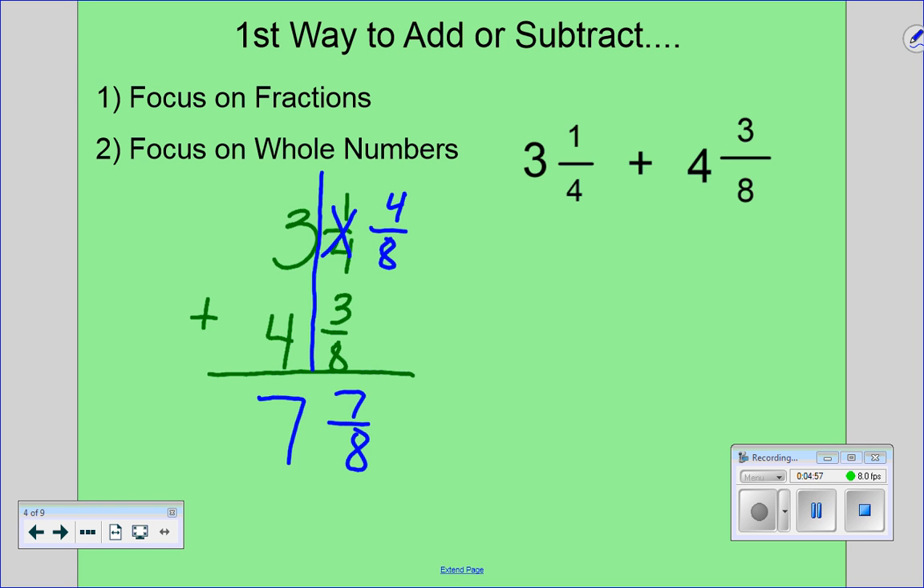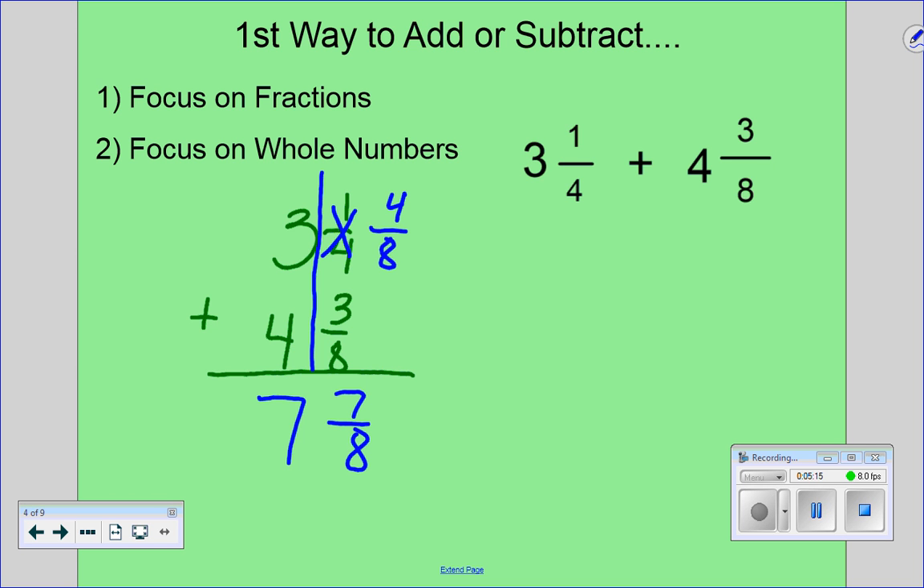Now you could make them improper fractions, and I'll show you that in a second because that's the second way. Sometimes improper fractions works better, like if you have negative numbers, or sometimes that way works better for certain things. But if you have just regular, old, positive numbers, this is a great way to do it.